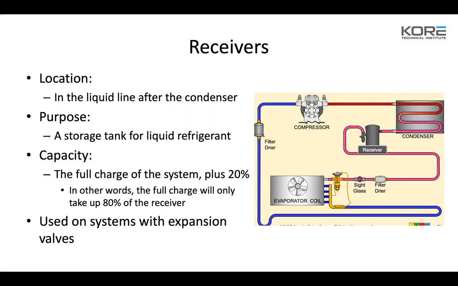So receivers. The location of the receiver is in the liquid line after the condenser. The purpose is a store tank for liquid refrigerant. Capacity is the full charge of a system plus 20. In other words, the full charge will only take up 80% of the receiver. It's valved on a system with expansion valves. So let's talk about receivers real quick, kind of from a field troubleshooting standpoint.